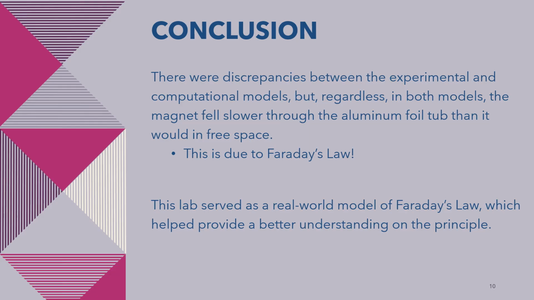Overall, there were discrepancies between the experimental and computational models, but regardless, in both models, the magnet fell slower through the aluminum foil tube than it would in free space, and this is due to Faraday's law. This lab served as a real-world model of Faraday's law, which helped provide a better understanding of the principle.